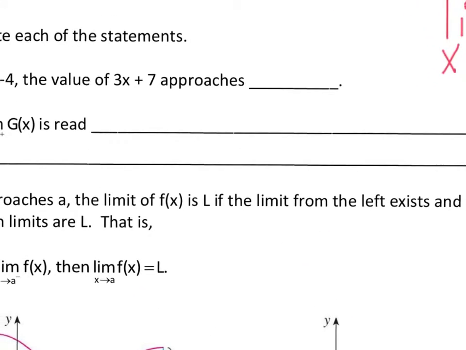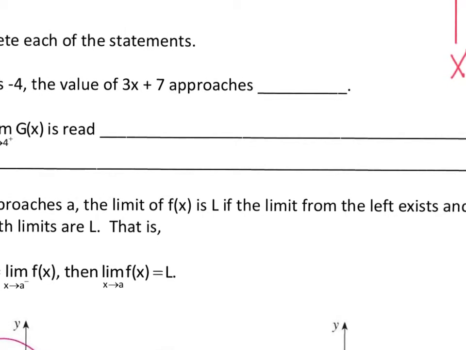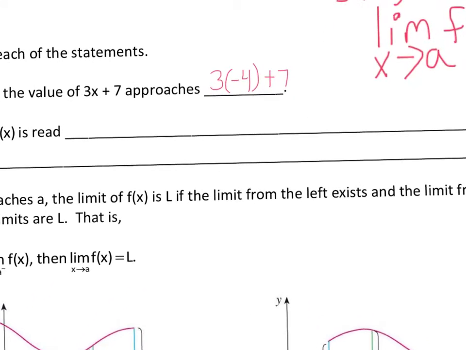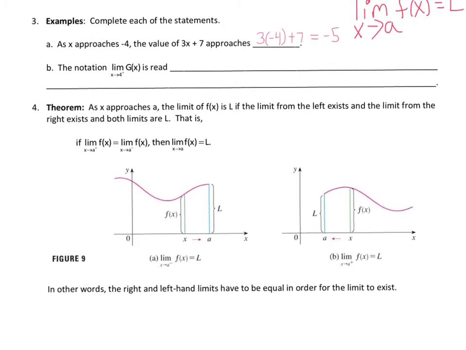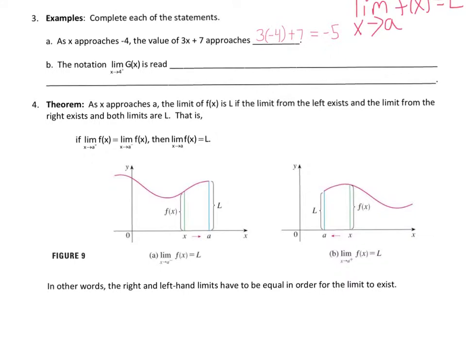Alright, so we would have 3 times -4 plus 7. And that would equal -12 plus 7, which is -5. So if there's nothing interesting going on, then it's pretty straightforward. The limit is just going to be whatever the function value is.